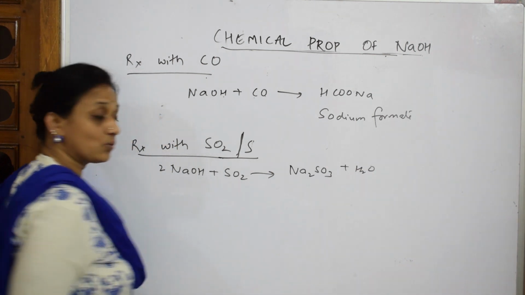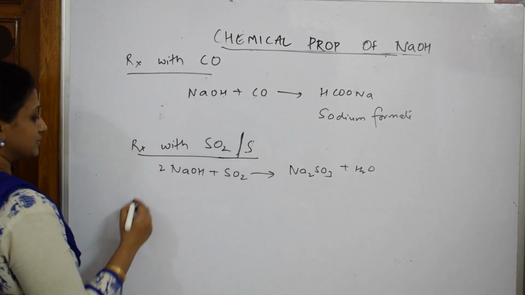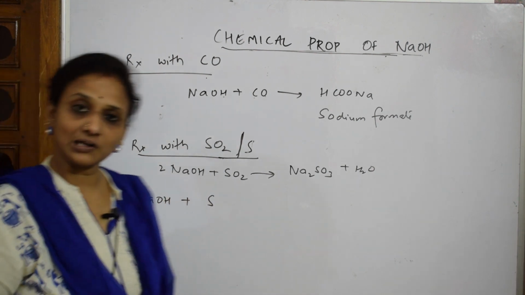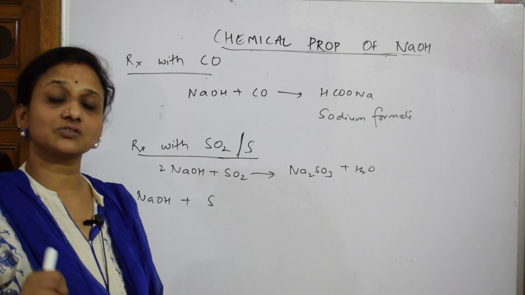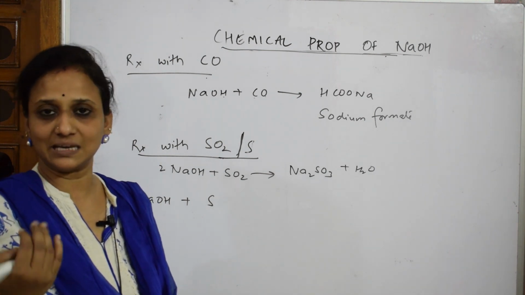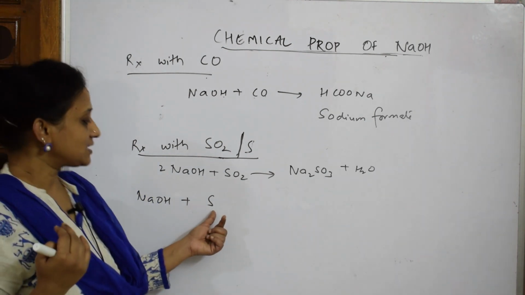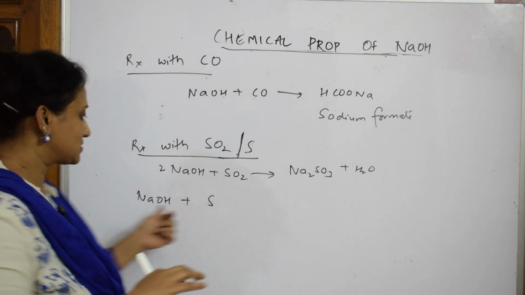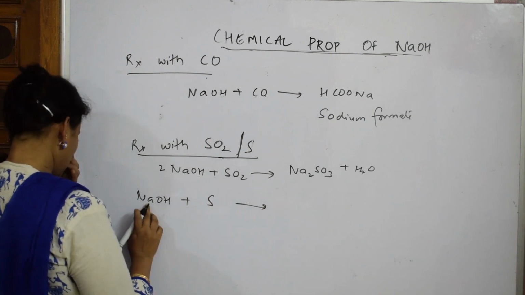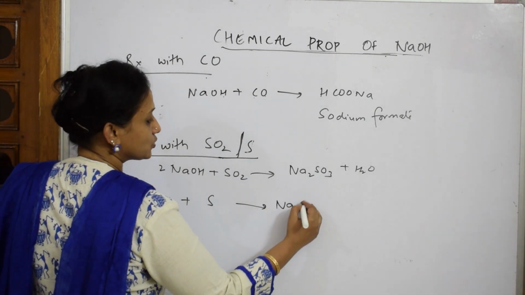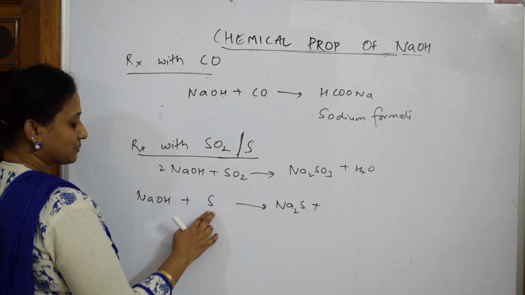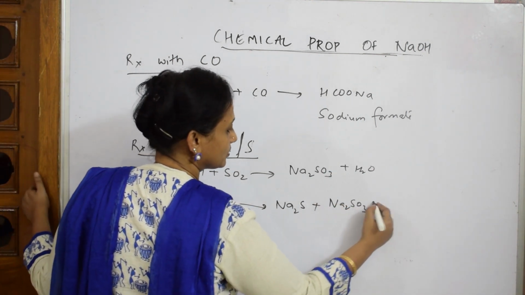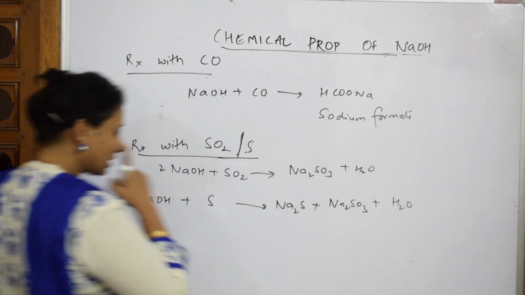Done. But now what is important? When it reacts with sulfur, this is where you need to be careful. When it reacts with sulfur, the colloidal sulfur, this particular reaction is called a disproportionation reaction. The same sulfur is going to undergo oxidation as well as reduction in the same reaction. What is this? The first product which it forms is sodium sulfide, Na2S. The next product which is going to form is sodium sulfite, Na2SO3, and a water molecule.